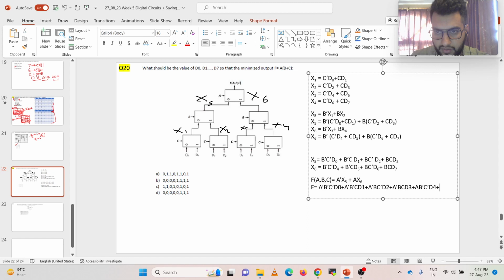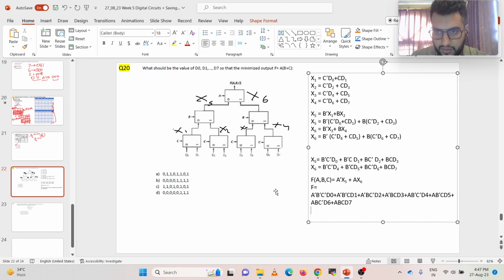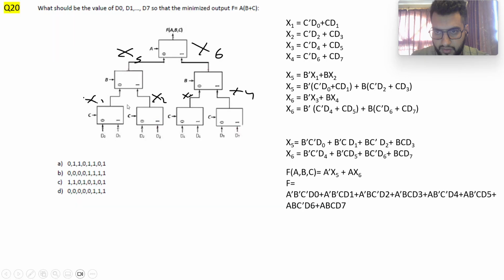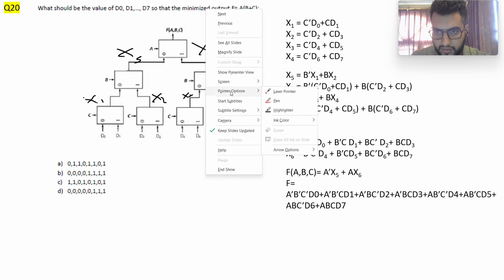This will be d4. Then I have a b bar c, that will be d5. Then I have a b c bar, that is d6. Then I have a b c d7. So this is the function value I got.